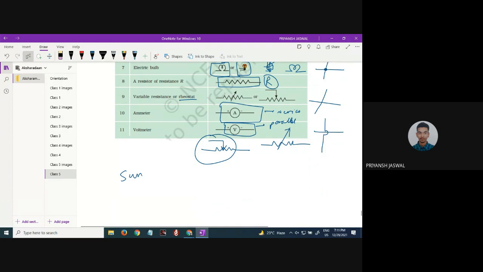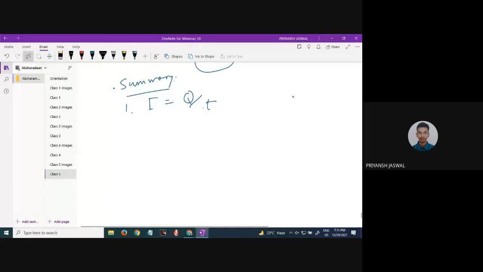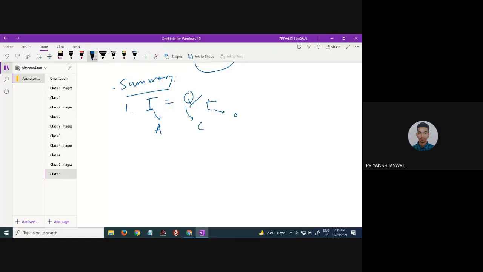Let's quickly summarize. So we studied electric current. Electric current is basically the flow of charge through a particular area per unit time. The unit of current is ampere, the unit of charge is coulomb, and time we know is second. So 1 ampere is defined as 1 coulomb of charge per unit time. And then we did some numerical questions.